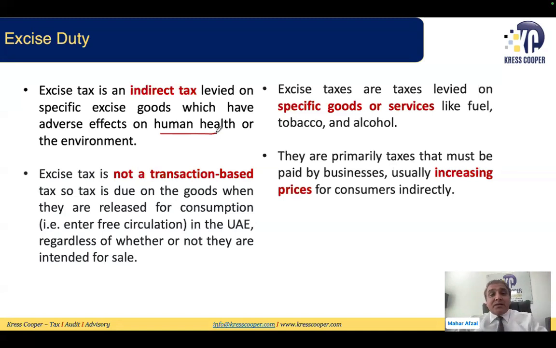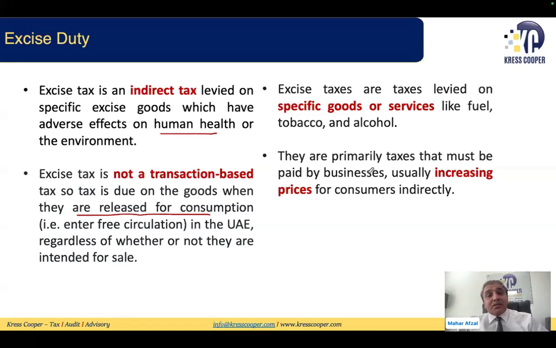Second, this is not a transaction-based tax. Like VAT, whenever we are buying or selling, on each and every transaction, VAT is applicable on a transactional basis. It might be 5%, might be 0%, might be out of scope, might be exempt. But this is not the case for excise tax. For excise tax, whenever the goods are released for consumption into the market, excise tax is applicable. It doesn't matter when these are sold to the end user. So this is not a transaction-based tax, because it is applicable at the release of the goods for consumption purposes.